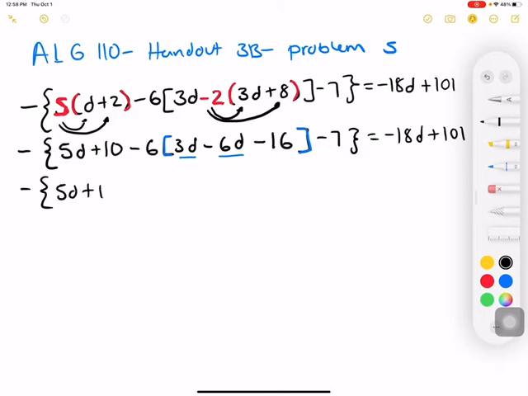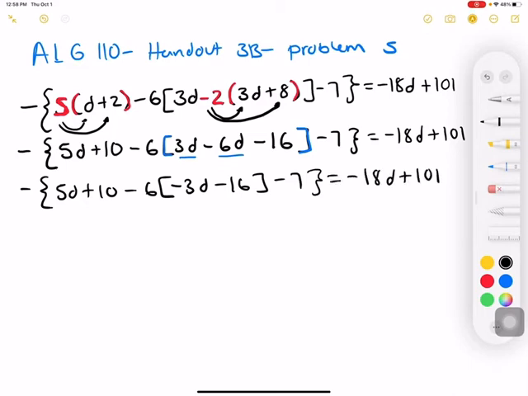5d plus 10 minus 6, and 3 minus 6 is going to be negative 3, and everything else is going to remain the same. It is very important that you combine like terms in between steps, because it's going to make the equation easier to solve.